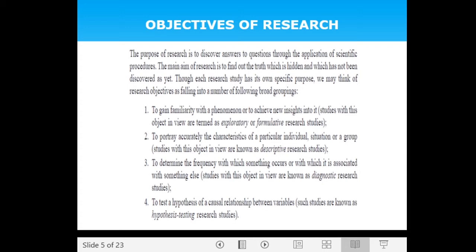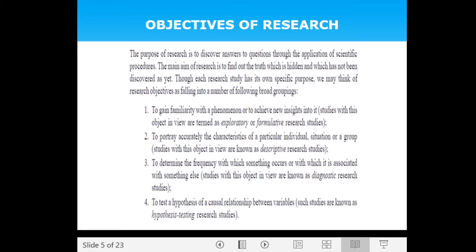For example, what is the information seeking behavior pattern of PG students or information seeking behavior pattern of faculty members? So portraying the characteristics of a particular group or individual. So the information seeking pattern of students will be different from the seeking pattern of faculty. So if you compare and analyze, you will get different results and different findings. So that is also an objective of research, to portray accurately the characteristics of a particular individual, situation, or a group.